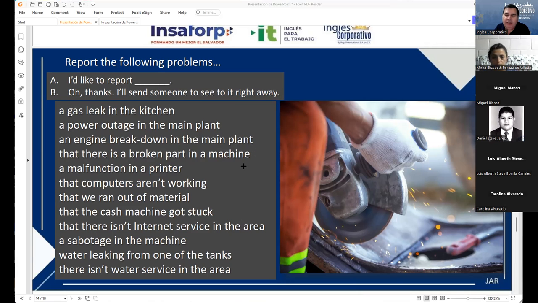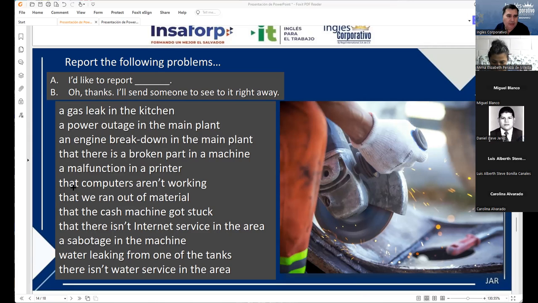There's a broken part in the machine. Hay una pieza rota en la máquina. A malfunction in the printer. The computers aren't working.